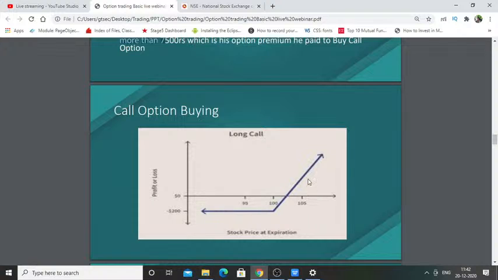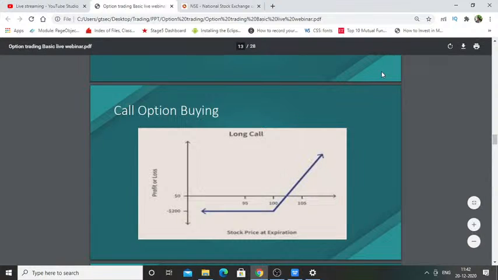But if the stock price starts moving upside and your trade goes right, if you are at 105 rupees, you will be in profit. Or if it keeps moving to 110, 120 or wherever, your option payoff graph will go straight up on the upside. So this is about call option buying.